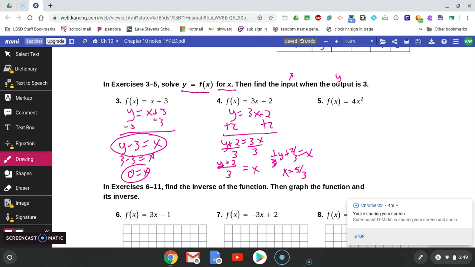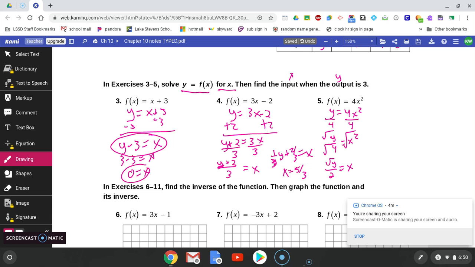And the last one, replace f of x with y, and then divide by 4. So I have y over 4 is equal to x squared, and then take the square root of everything. So I have the square root of y over 2 is equal to x.